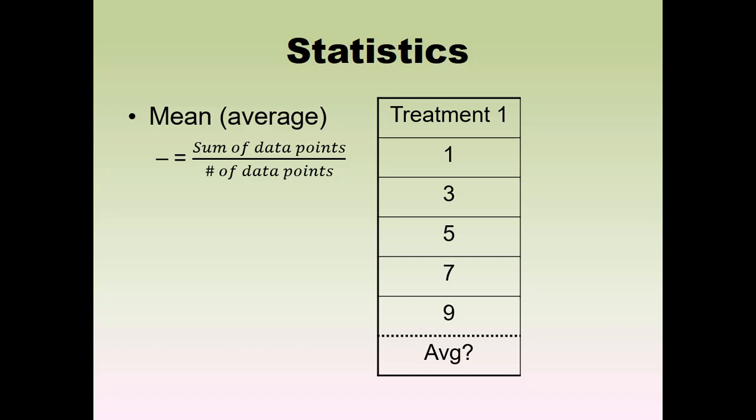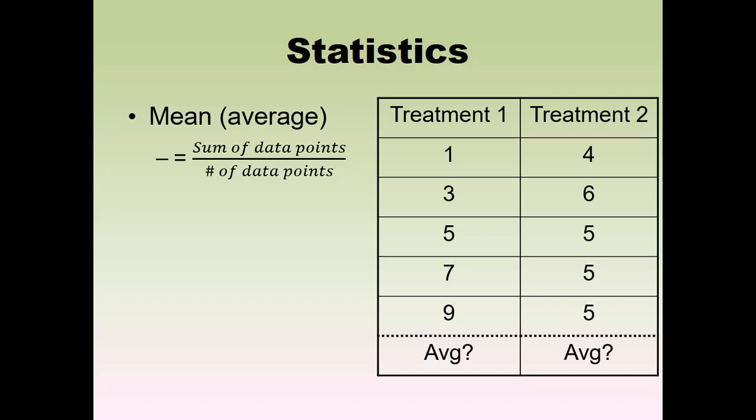So for example, here we've got a data set of individuals. And if we determine what the mean is for this, we add those up and we get 25. We divide by 5 because we have 5 data points for an average of 5. Now let's compare that to another group here. What is the average of treatment 2? You'll notice that the average is also 5. So does that mean that these two groups are the same?